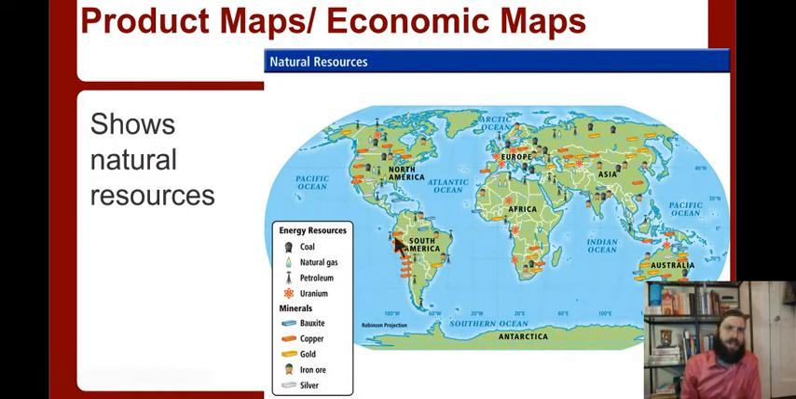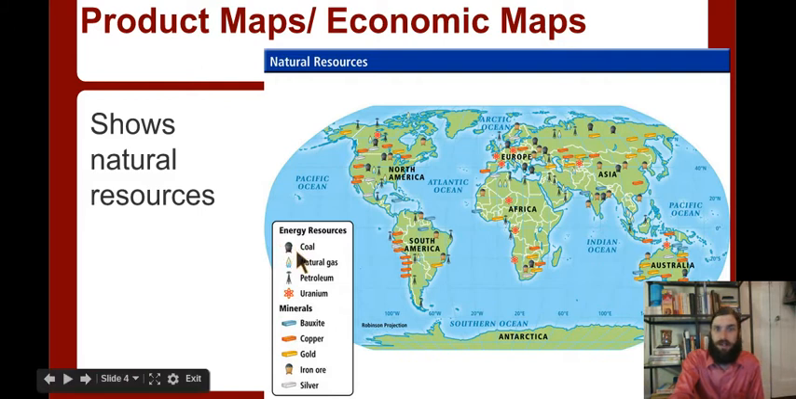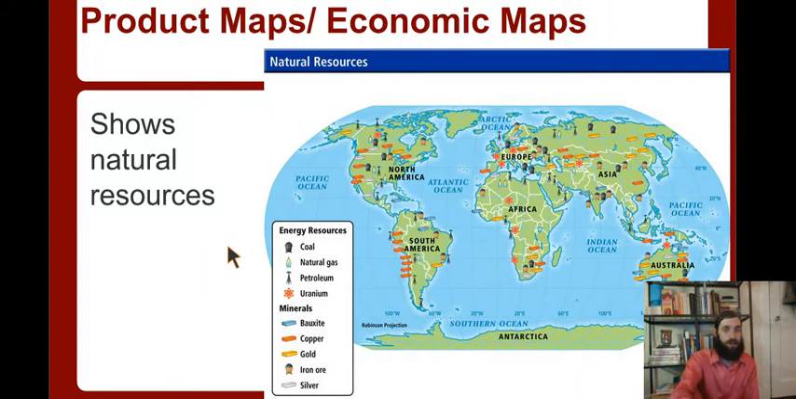Now, we also have a different type of map. I'm going to spend a little more time on this one. Product and economic maps, all right? Those are two names for the same type of map. It basically shows you what natural resources are in an area or what economic activities, how people make money in an area. This one shows that you can find coal, natural gas, gold, and iron, and shows you where in the world you can find those natural resources. You might see product maps or economic maps for those types of maps, so be looking out for both of those titles.